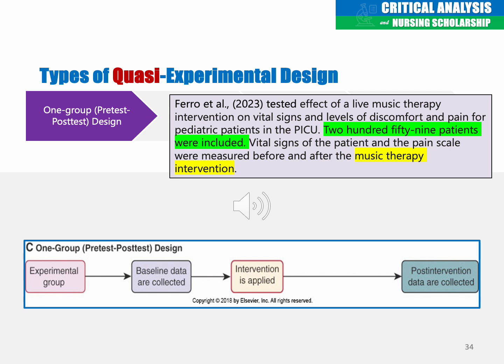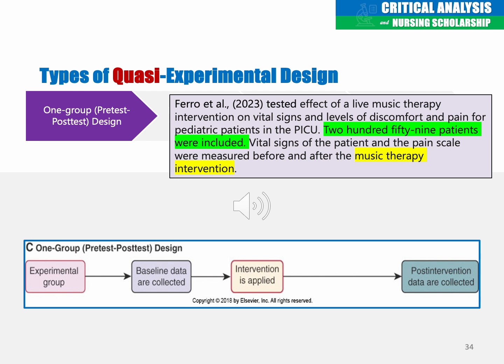Let's talk about randomization. Obviously, in this research, there was no random assignment. The second one, presence of control. In this research, there was no control group, only the experimental group. And the third is manipulation. In this research, there was a manipulation because a live music therapy was introduced.